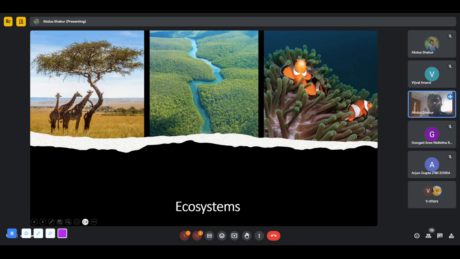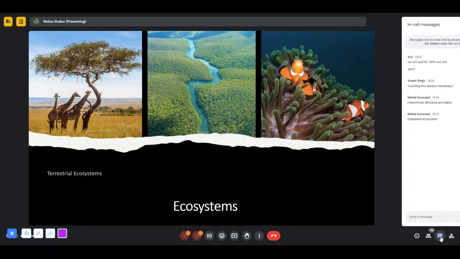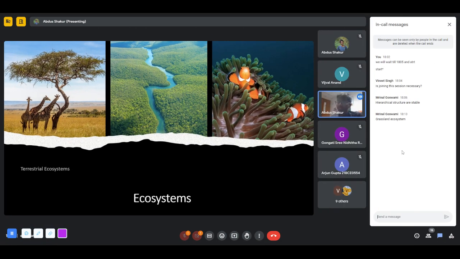So what's the one on the left representing first? Grassland ecosystem. Yes, nice. That's a very specific answer, but yeah, that's the right answer. But I was looking out for it's part of terrestrial ecosystems, and the one in the center is an example of freshwater ecosystem. It's a riverine ecosystem. You have freshwater, you have pond ecosystems, lake ecosystems, and even riverine ecosystems come under freshwater ecosystems. What about the last one?